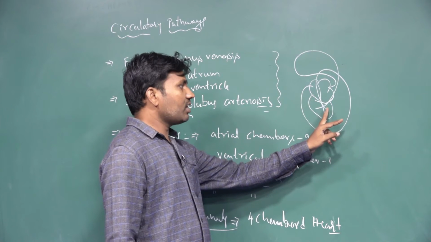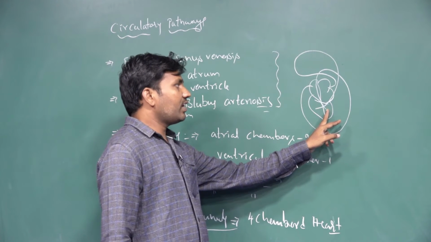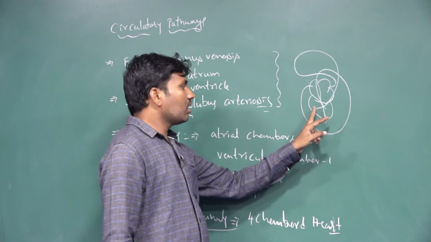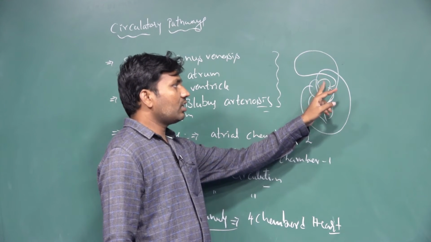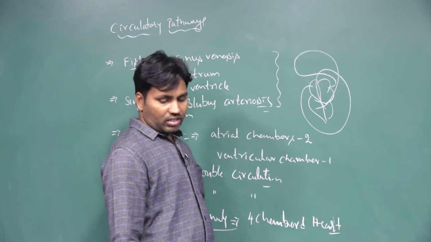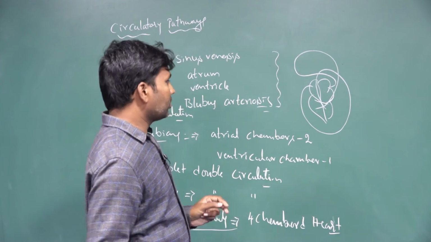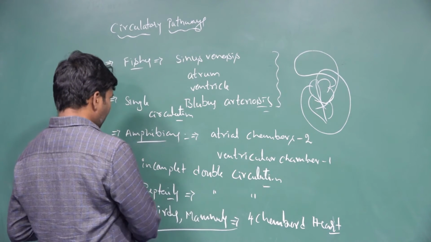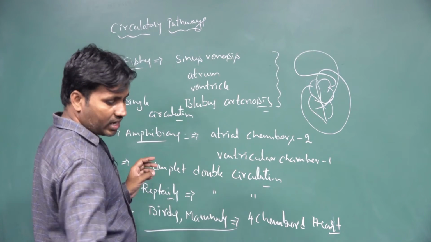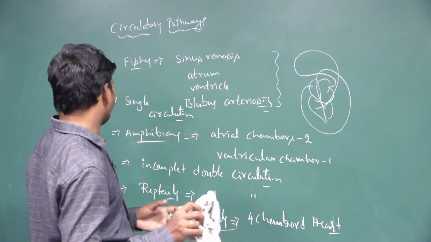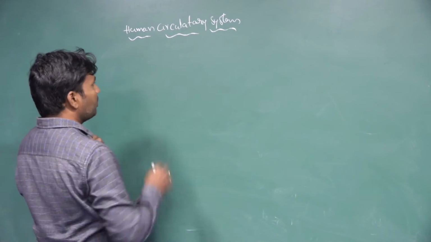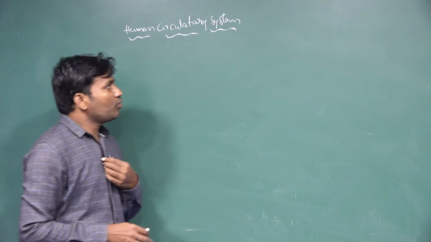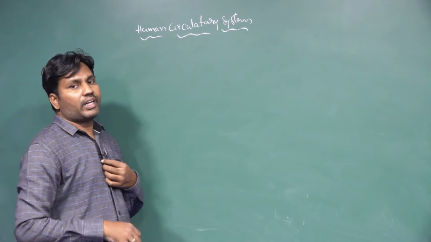One is from the left ventricle to the right auricle, and the other is from the right ventricle to the left auricle. So like this, two circulations occur in birds and the others. Now the human circulatory system, a double circulatory system.